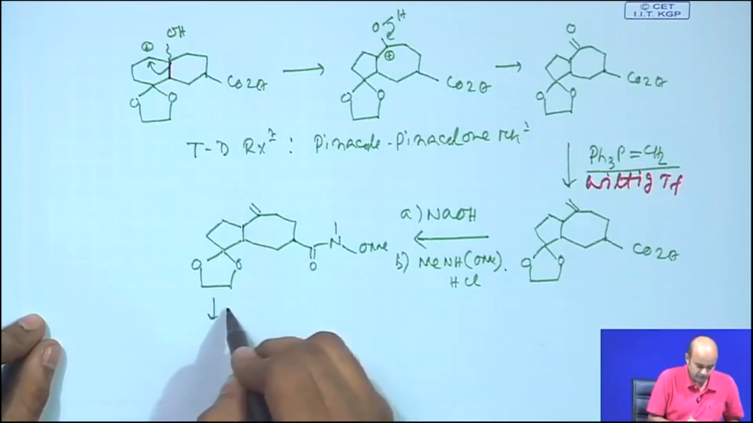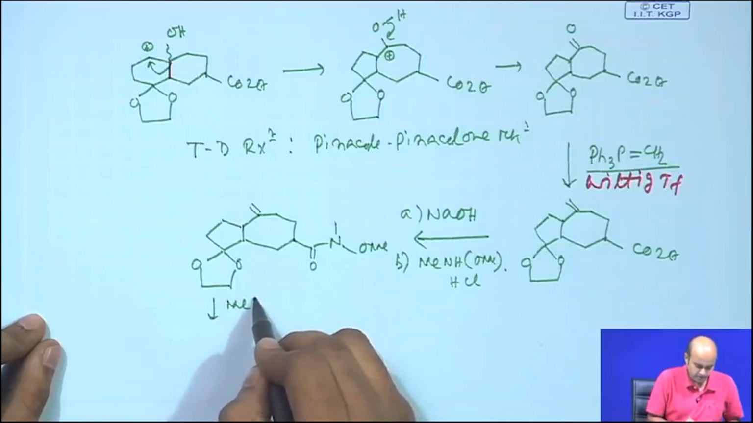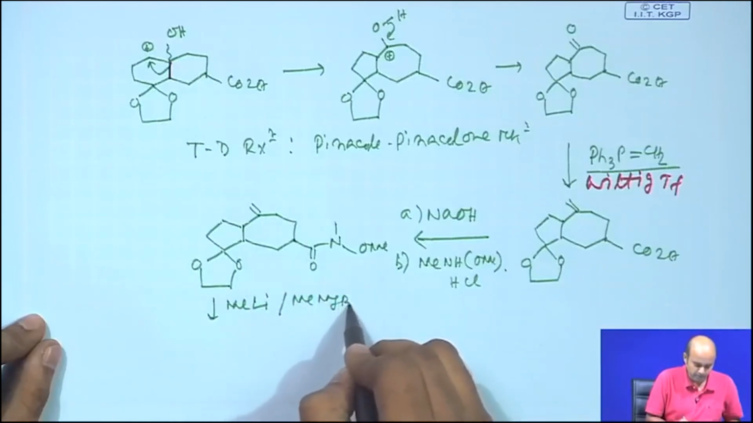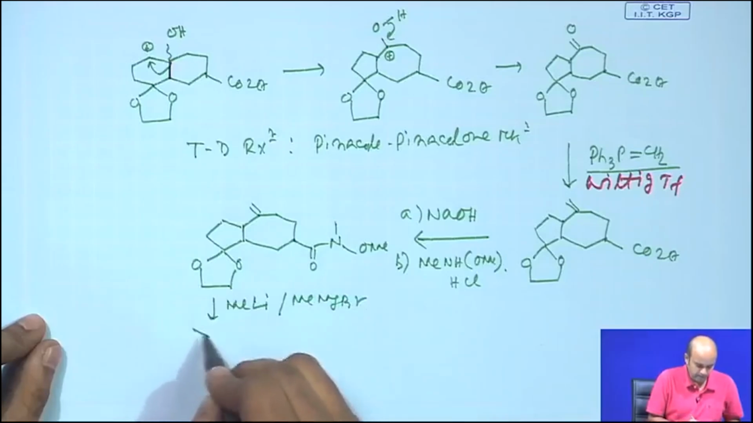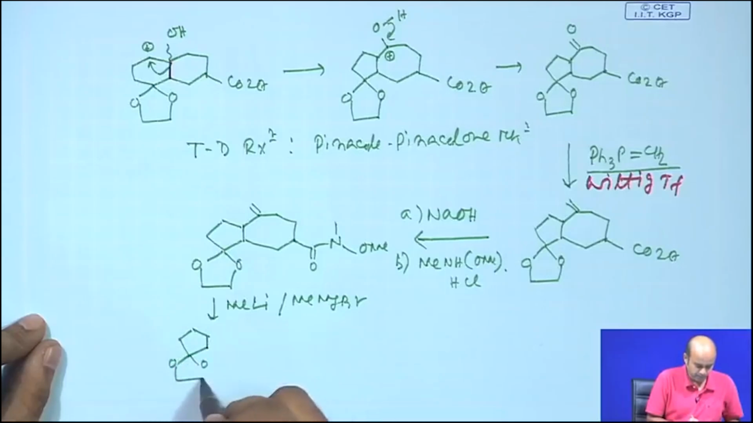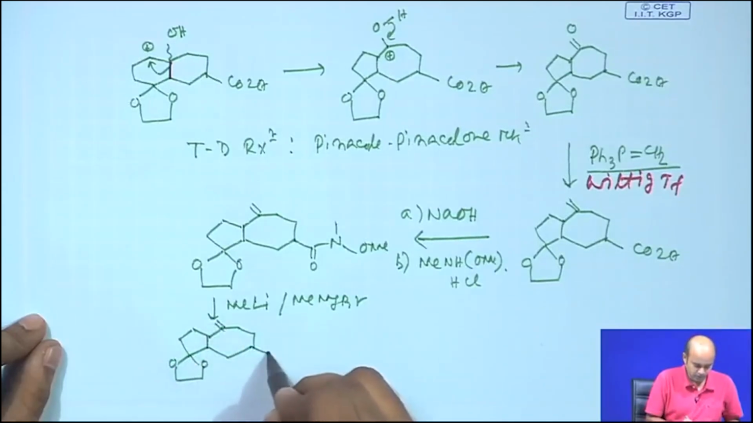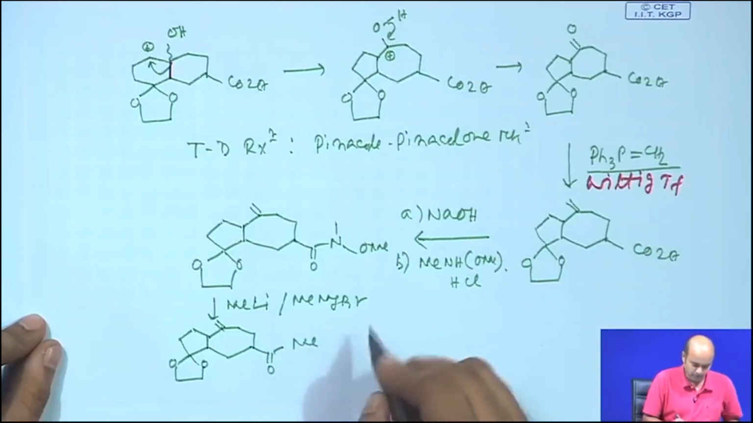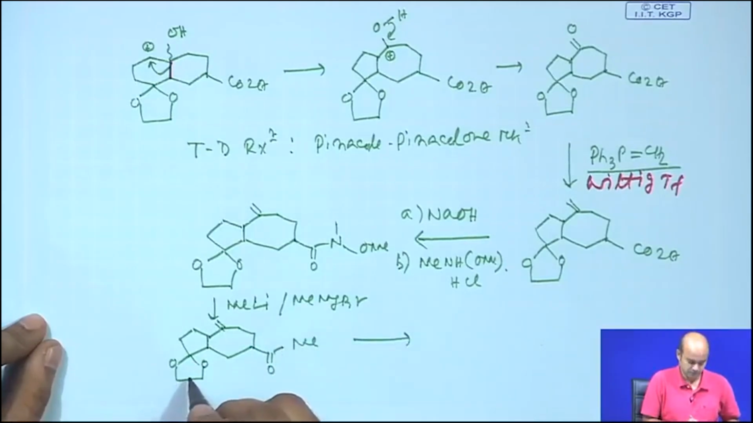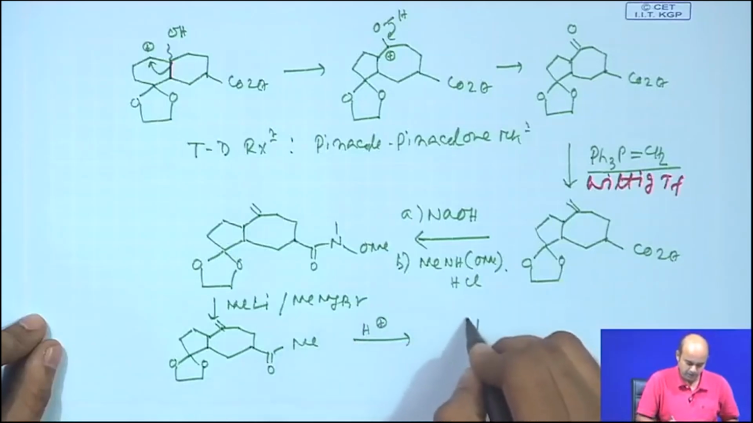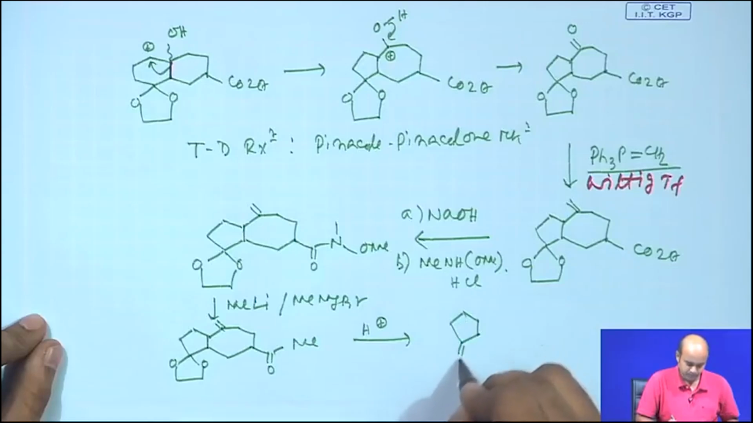And now what you need to do? You need to have methyl magnesium bromide or methyl lithium reacting with this Weinreb amide, and then you get the corresponding methyl ketone, COMe. And now you just remove this ketal functionality by simple H plus treatment, and that will give your target molecule which was desired at the very beginning.